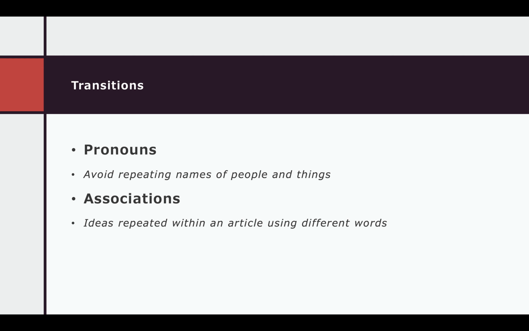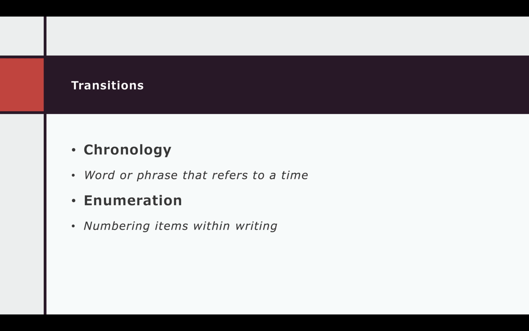Now, associations are kind of like hooks, but you're using different words. So they're ideas that you repeat within the article, but you use a different word in order to maybe be a little less repetitive. Now, as I mentioned, you're not going to present the story in order that it happened, but in order of importance.